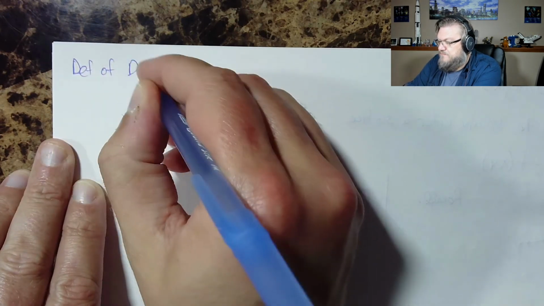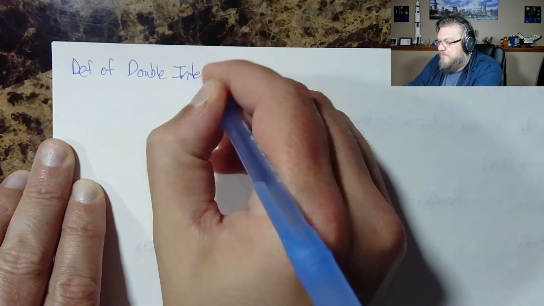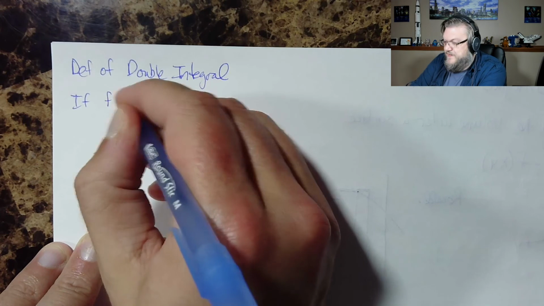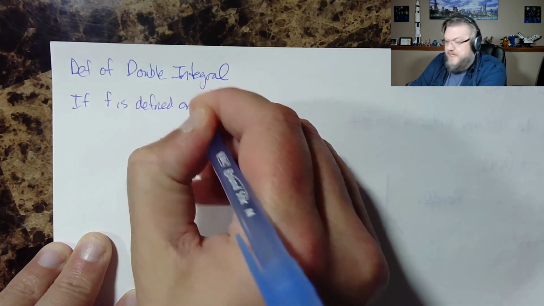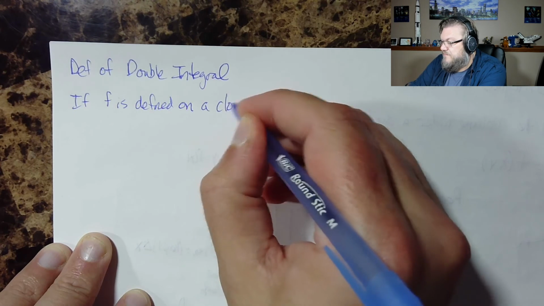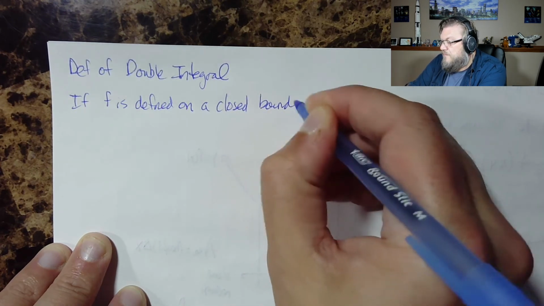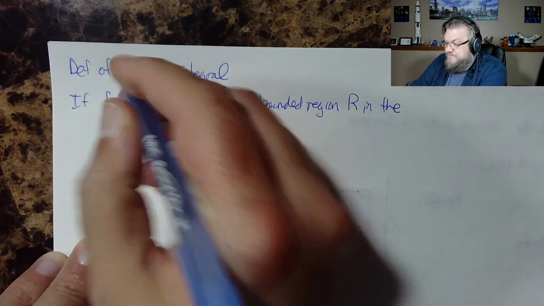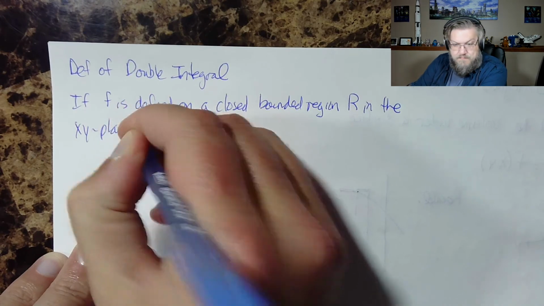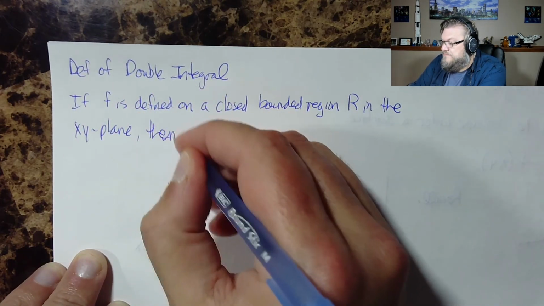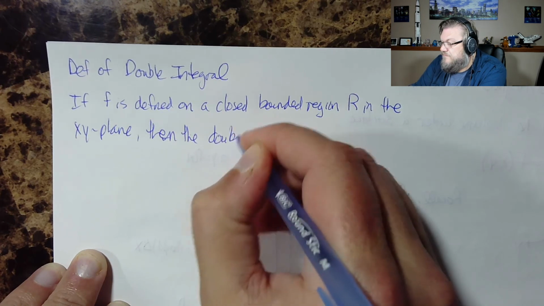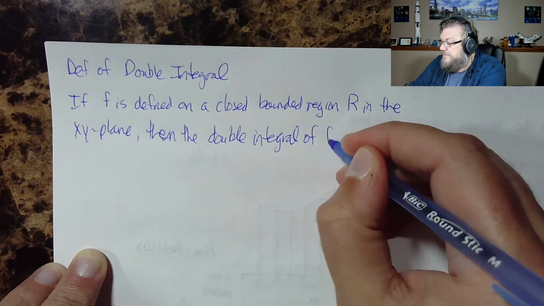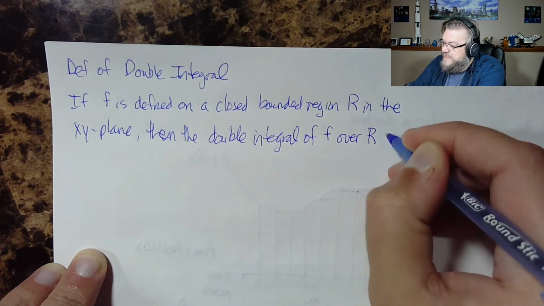Definition of a double integral. If f is defined on a closed bounded region, called R, in the xy plane, then the double integral of the function f over R is.